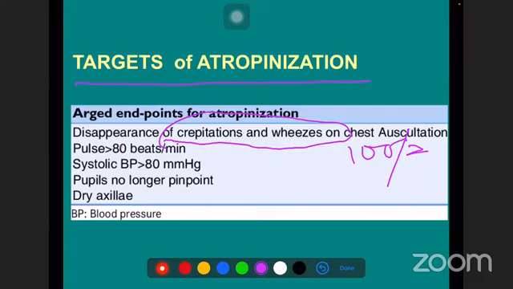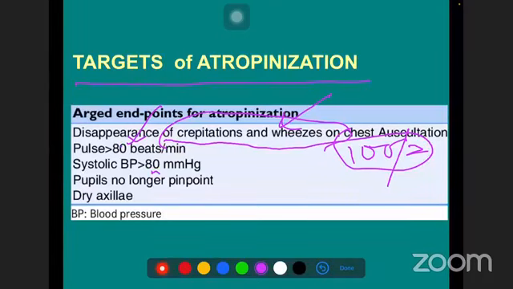So we have to remember five things. In the exam they ask, what are the signs of atropinization? The absence of crepitation, pulse rate more than 80 per minute but it should not cross more than 100, systolic blood pressure more than 80. Just remember these two. Pupils no longer pinpoint and dry axilla. Dry axilla is the sign of atropinization.